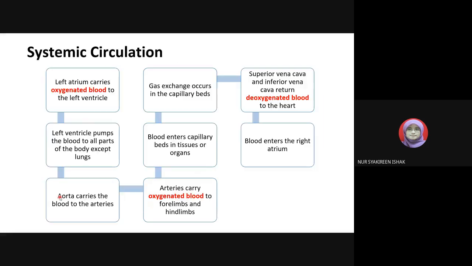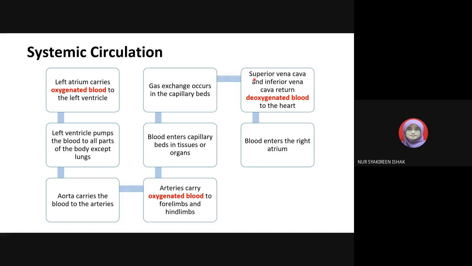Okay, pulmonary vein. So for the systemic circuit, the left atrium carries oxygen rich blood to the left ventricle. From the left ventricle, it pumps the blood to all parts of the body except the lung. So the aorta carries blood to the artery. Artery carries oxygenated blood to the forelimb and hind limb. Forelimb, the upper part, including the head. Hind limb, your legs, your abdomen, di bahagian bawah badan. And then blood enters the blood capillaries of organs and tissues, and then gas exchange occurs.